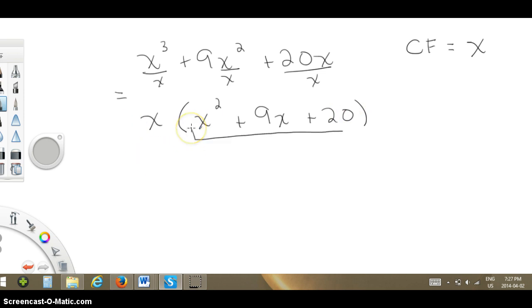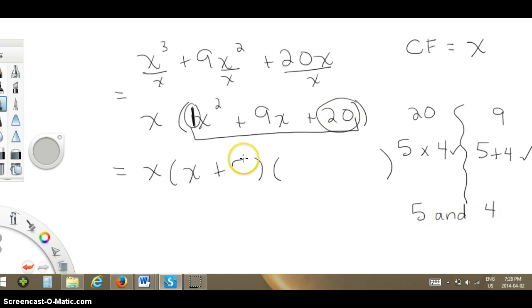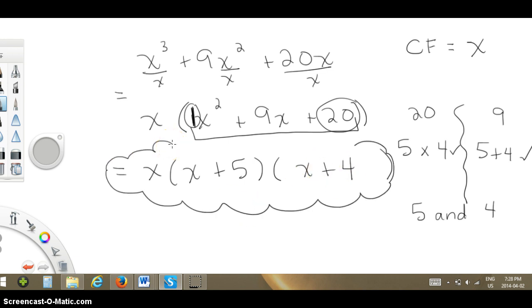From here, we have to look at what's inside the bracket and see if we can factor this. Well, since there's a 1 here, 1 times 20 is 20. And we have to make it add up to 9. The only factors of 20 that will multiply to 20 and add up to 9 would be 5 times 4, which gives me positive 20, so that works. And 5 plus 4 gives me positive 9. So I open up two brackets. I don't have to do decomposition here because there's a 1 in front. It's simple trinomial factoring. So because my numbers are positive 5 and positive 4, I'm going to write x plus 5 and x plus 4, and this is the final answer.